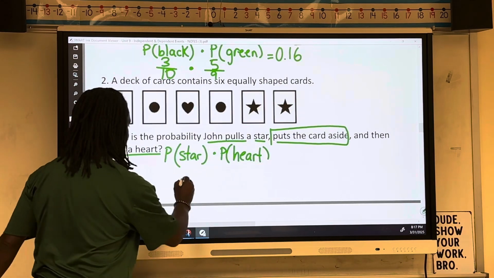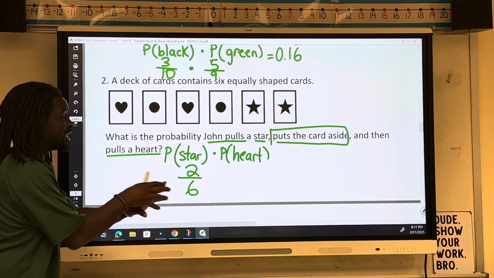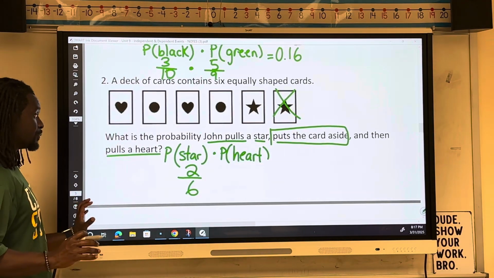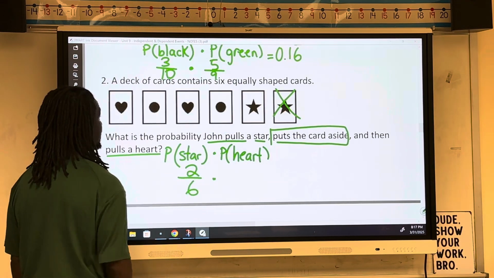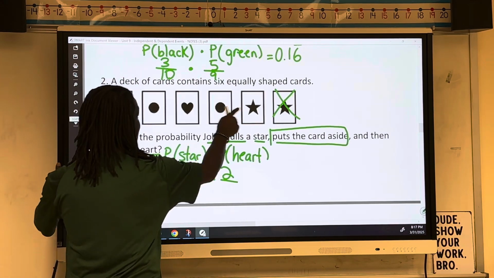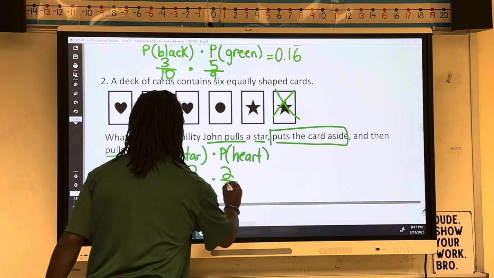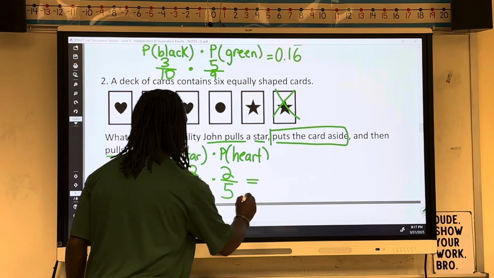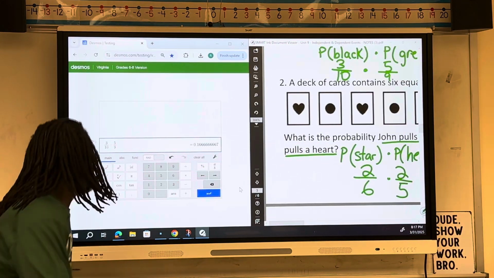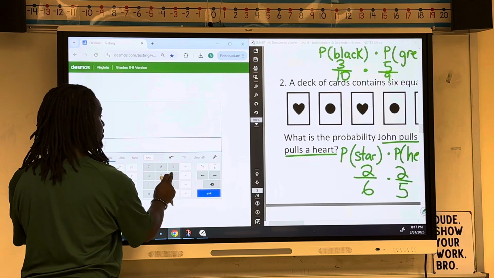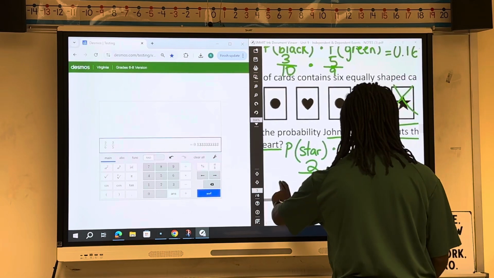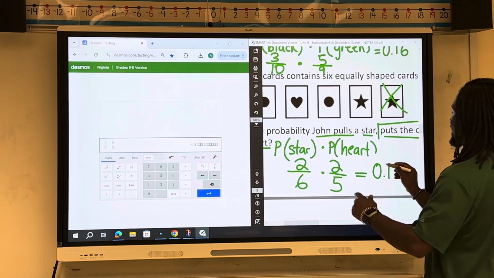Well, there are 2 out of 6 stars. He's pulling one of those stars, so now you can imagine one of these stars is gone because I just pulled it. Now, what's the probability of getting a heart? Well, I have 2 hearts out of not 6 cards, but just 5, because I just pulled one. So now it's 2 out of 5. And now I multiply these, and again, I can use my Desmos calculator, which I want to encourage you to do. So I have 2 over 6 times 2 over 5, and that gives me 0.13, and it's just the 3 repeating.